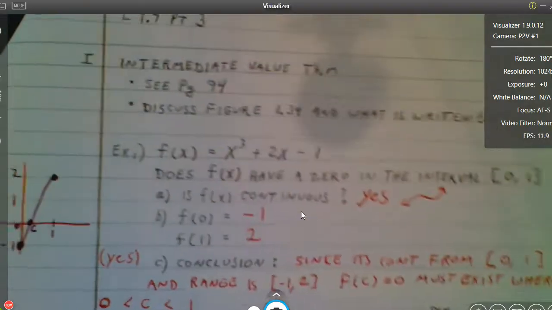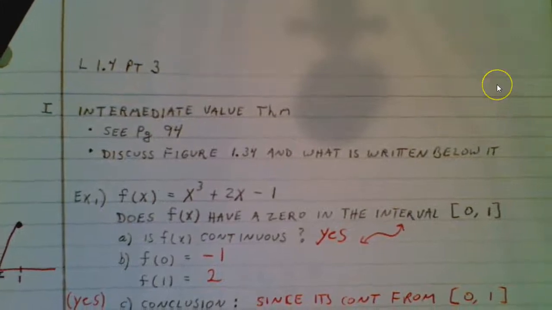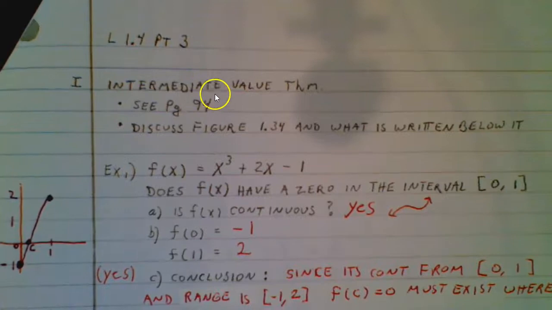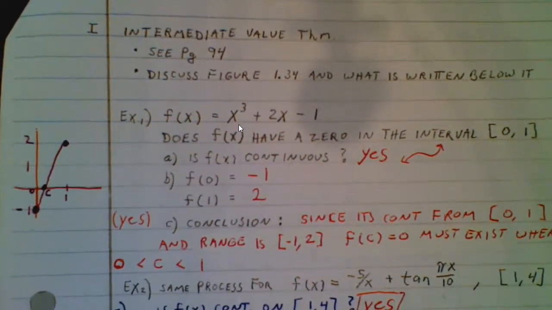All right, here we go with the third part of lesson 1.4. So in this one, we are looking at something called the intermediate value theorem. A little more to say on this on page 94 of the chapter 1 calculus book, so you can always take a look at that. We're going to look at one figure in there together, just so I can give you a little visual to help explain the intermediate value theorem.